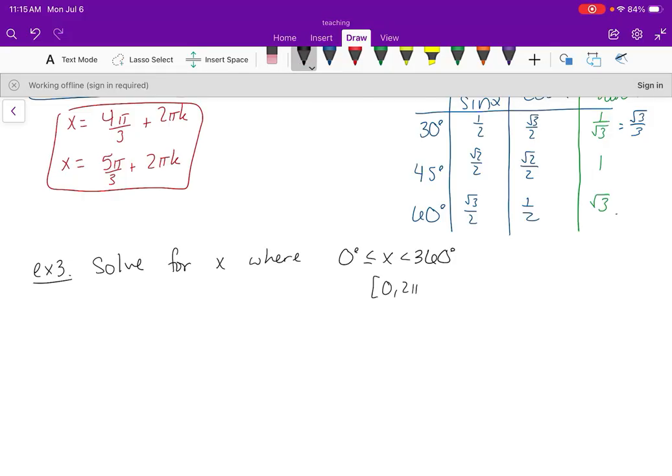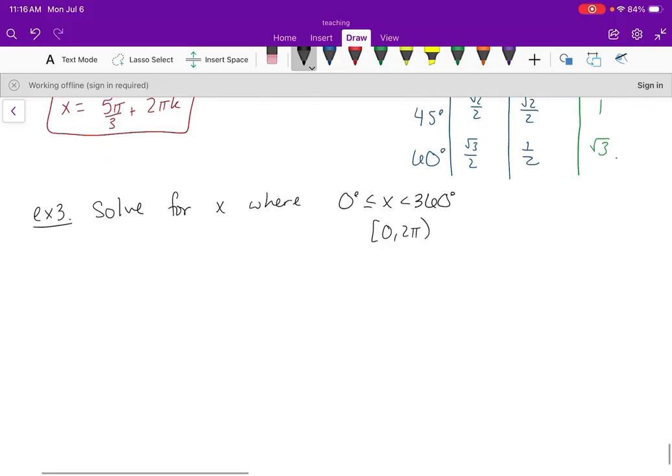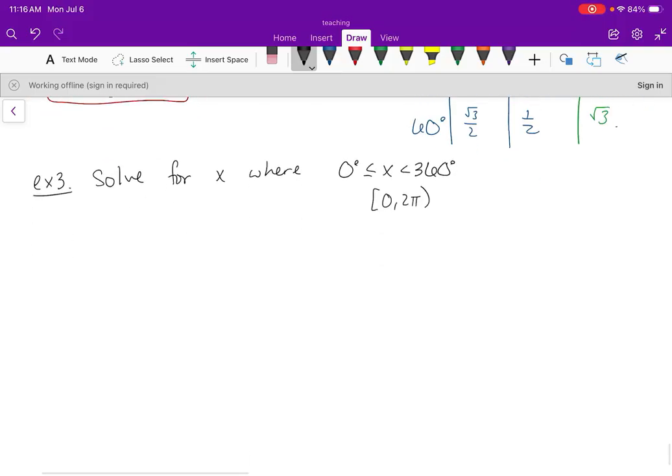So if they give you the interval in degrees, then they want degrees. So be careful about that. Then you'll have to make sure you put your answer in degrees. If they ask for your interval in radians, then make sure you give your answers in radians because that's what they're giving you, so that's what they want. The only difference here is that you don't have to do the plus 2 pi k or plus pi k.